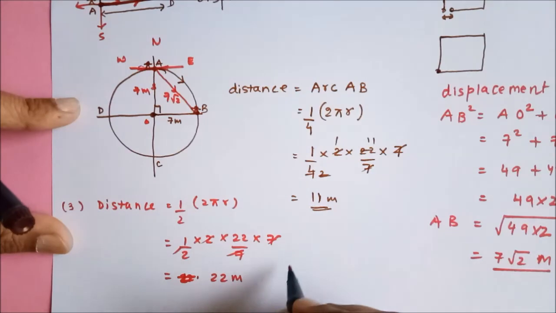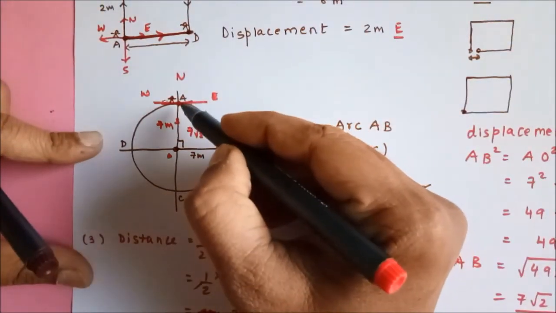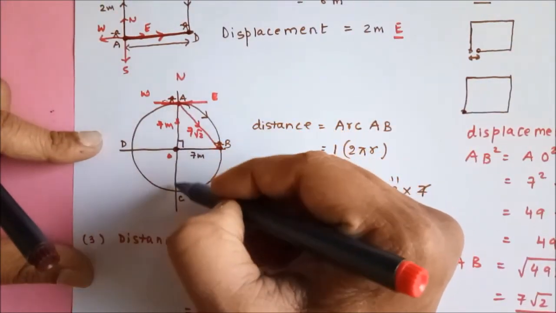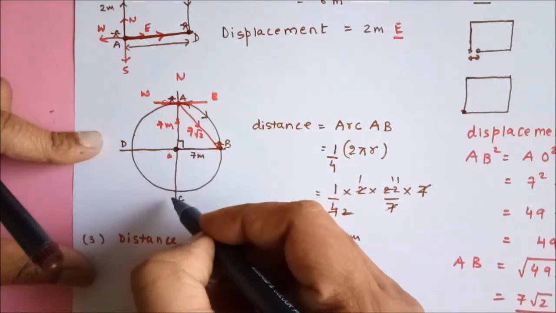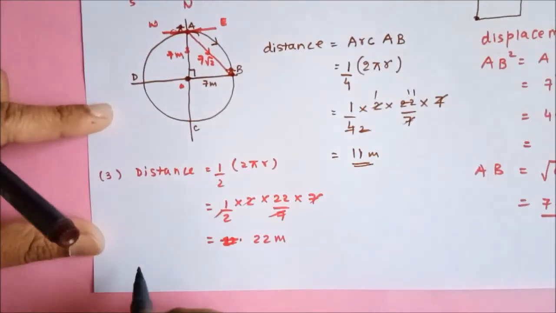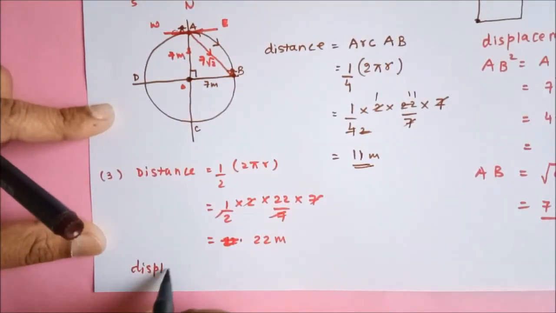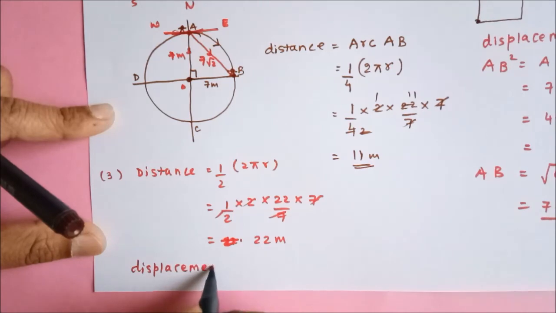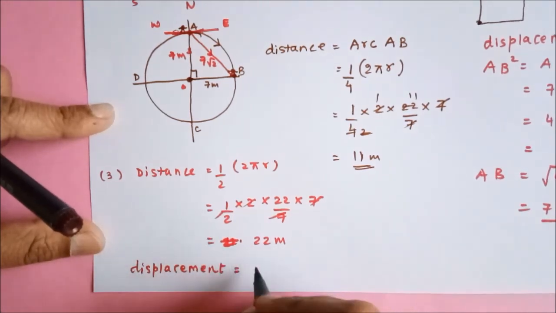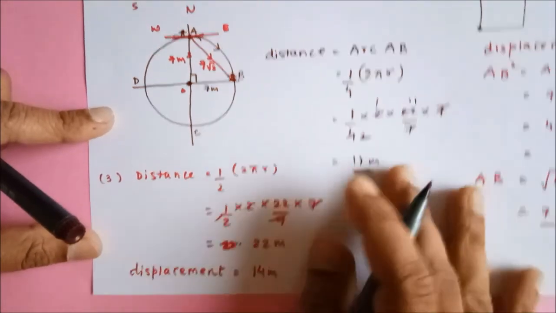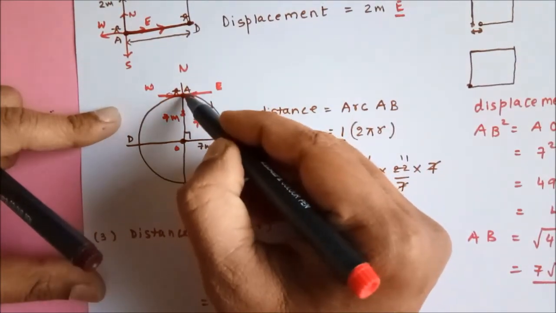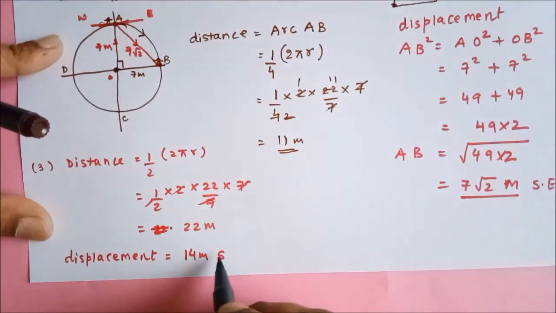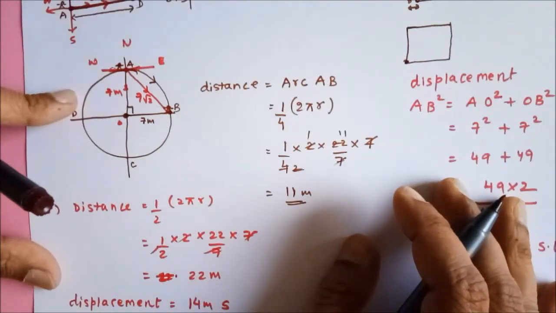But if you want to calculate the displacement, it is very easy because this is the starting point, this is the finishing point. So the diameter of the circle, that is AC, would be the displacement. So the displacement would be 14 meter, and in which direction? This is the starting point, finishing point, so the person is moving along south. So our answer would be 14 meter south.